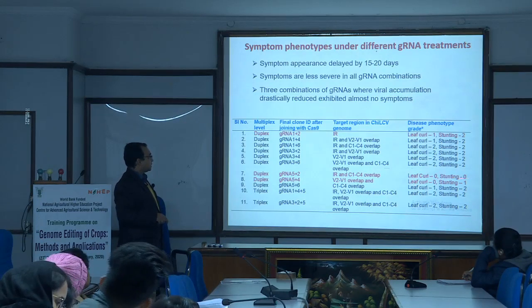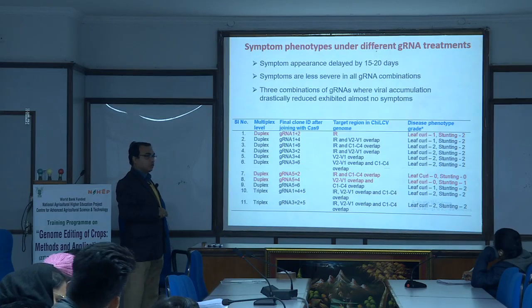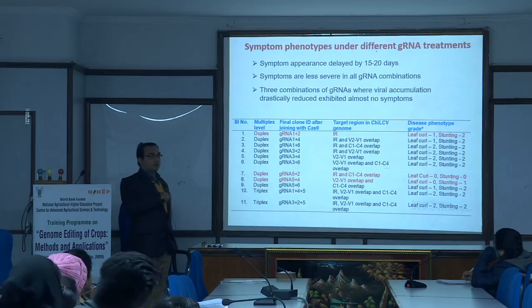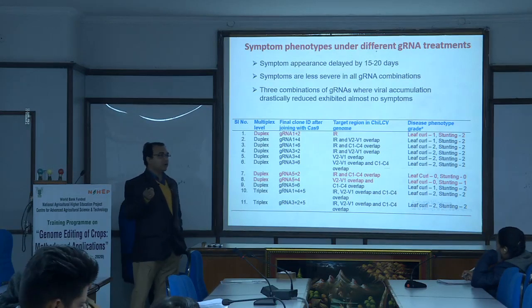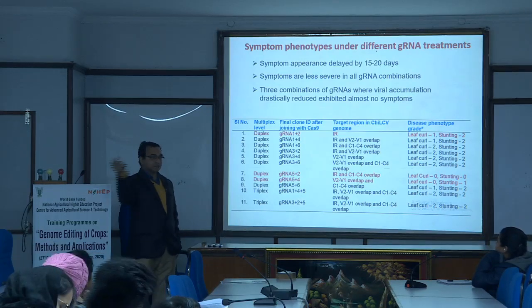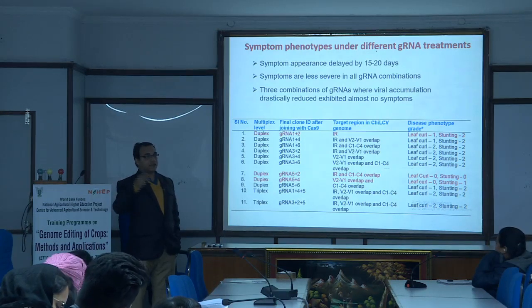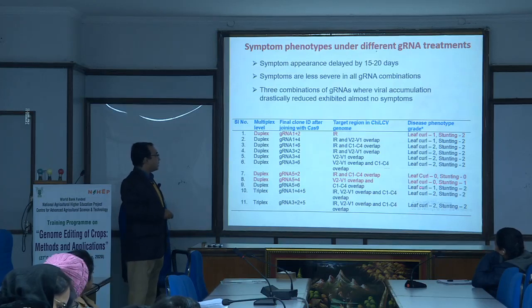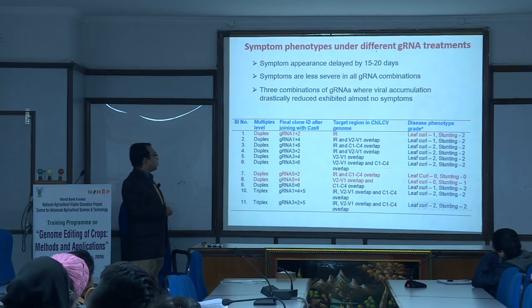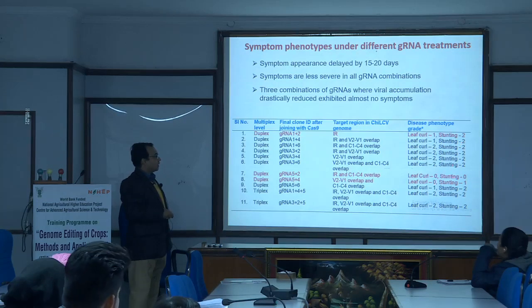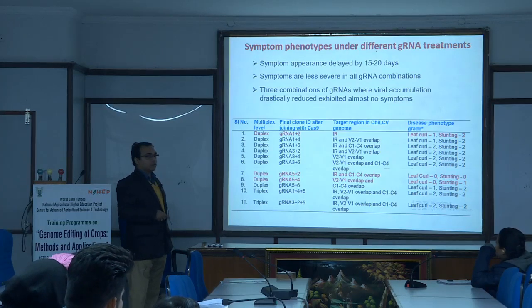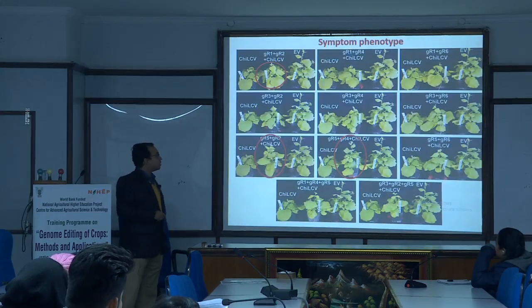Among these you can see leaf curl 0, stunting 0 in gRNA 5 plus 2. 5 is from the C1 C4 overlap, and 2 is from the V1, V2 overlap. So, that big chunk is deleted out, and it is very difficult for the virus to cope up. Then followed by 5 plus 4 and then 1 plus 2. This is the origin of replication, where leaf curl is 1, stunting is grade 2, and here 0 0 0 1. So, you can see the picture of those symptoms.